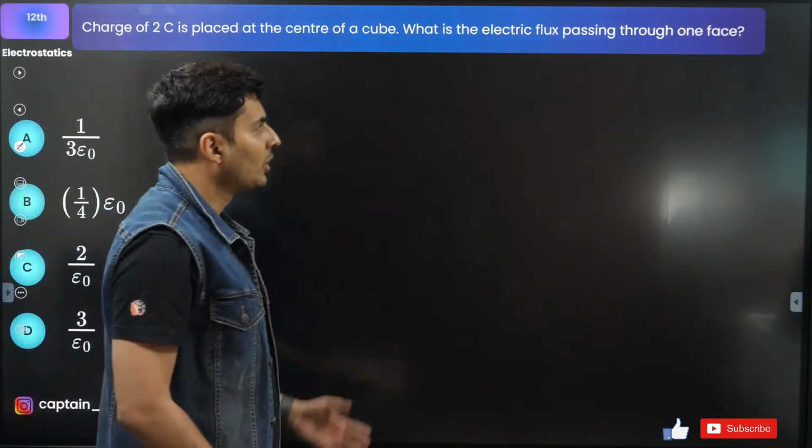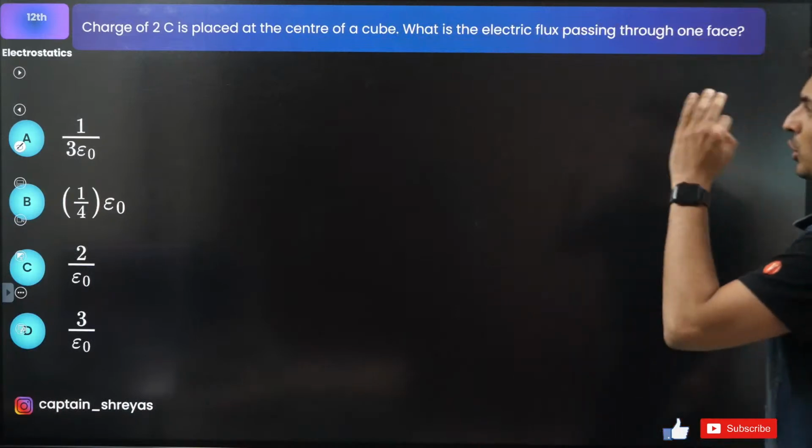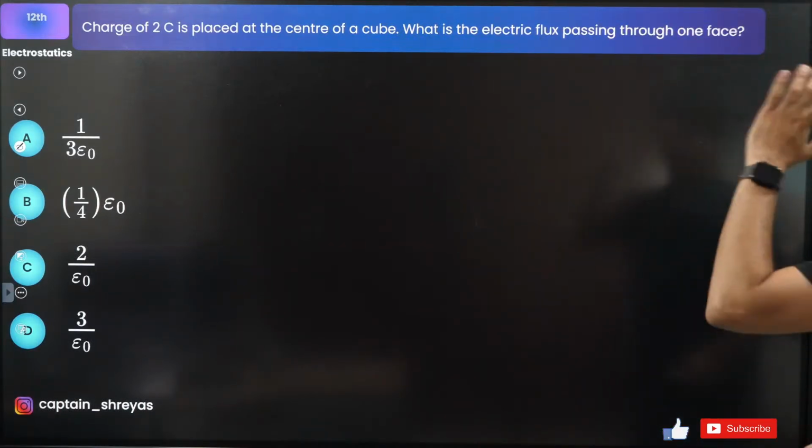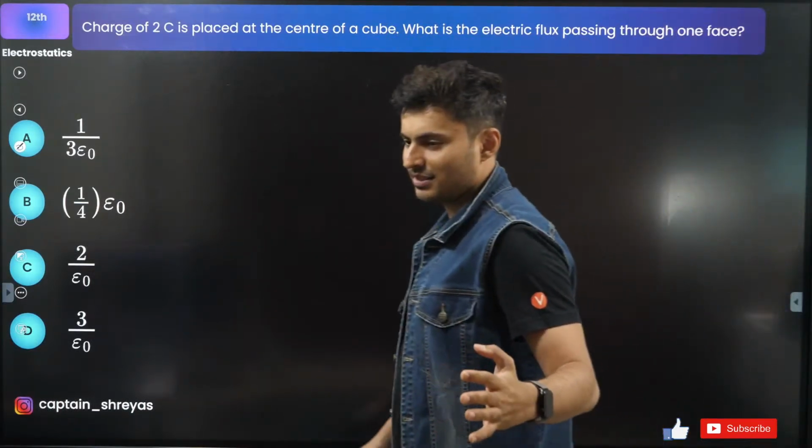Okay. Moving on to another question coming up on your screen. 2 Coulomb charge is placed at the center of a cube. What is the flux through any one of the faces?